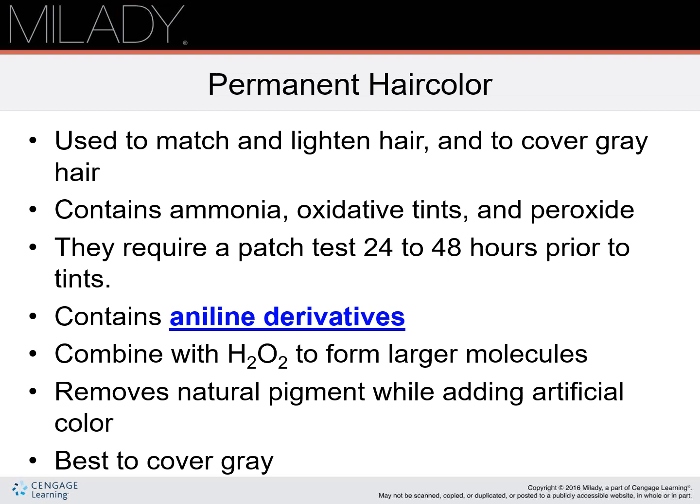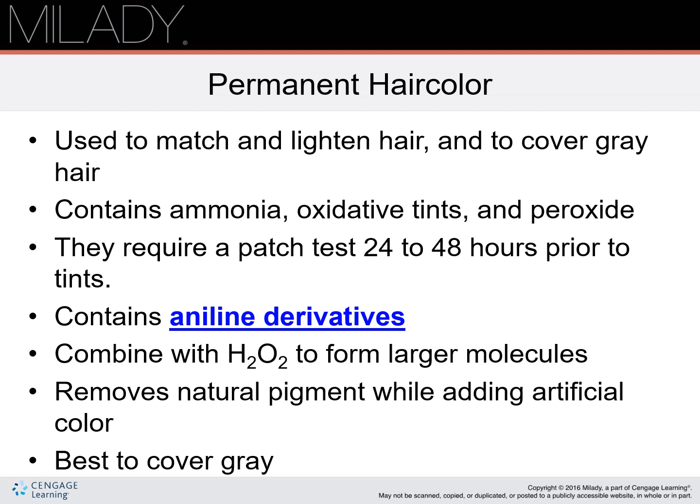Covering gray, it will do this because it goes inside that cortex, opens up that cuticle, and goes inside that cortex and deposits color. It does contain ammonia during an oxidative application. That is going to be your peroxide. It does require a patch test, 24 to 48 hours. It does contain aniline derivatives.